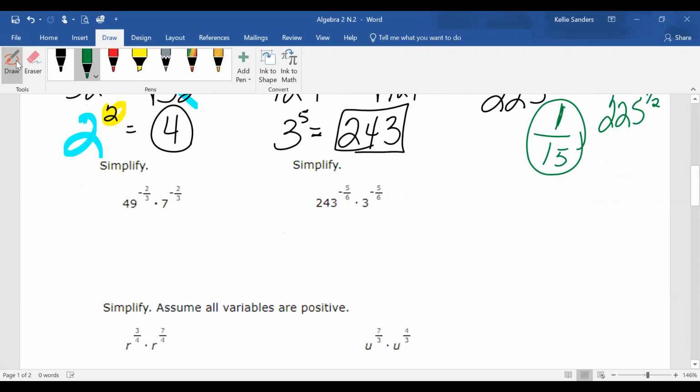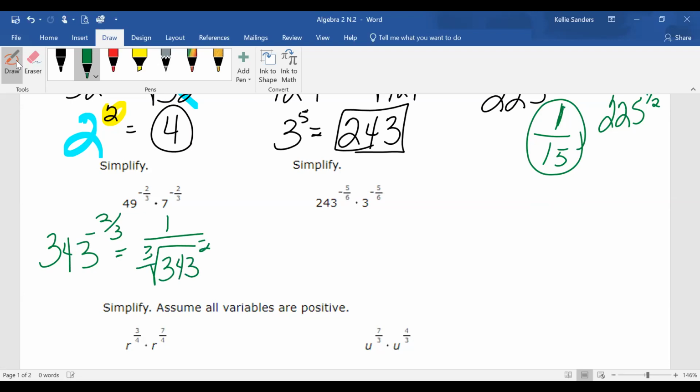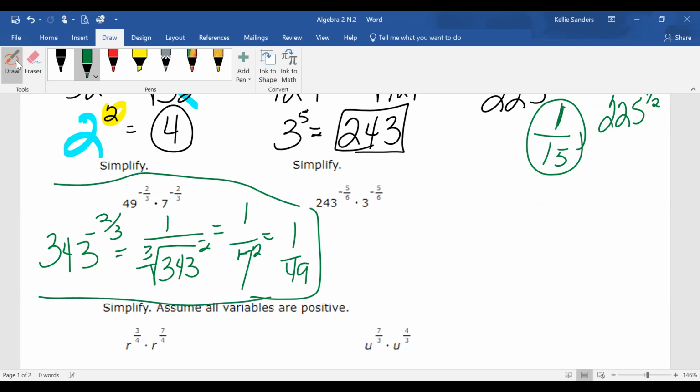Same, 49 times 7. Remember, the only reason I can put the 49 and the 7 together is because the negative 2/3 is the same. So 343 to the negative 2/3 is 1 over the cube root of 343 squared. The cube root of 343 is 7. Then we're going to square it, which is 1 over 49.